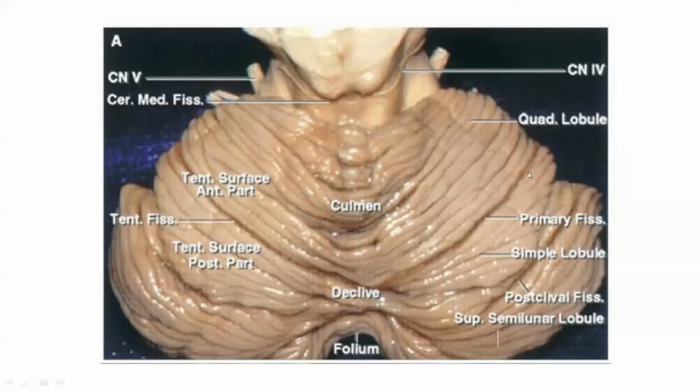So this fissure that you see on the hemispheric surface is the first fissure, which is also called the primary fissure, and this is also termed the tentorial fissure since it is on the tentorial surface of the cerebellum. This primary fissure divides the hemisphere tentorial surface into two portions. The anterior portion is the quadrangular lobule, whereas the posterior portion is again divided into two.